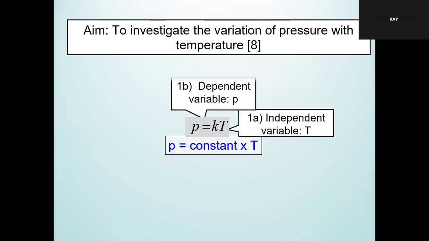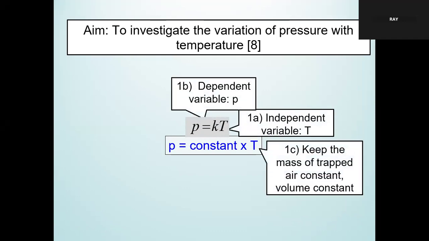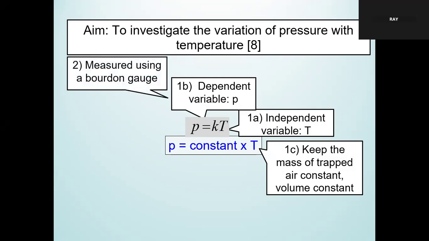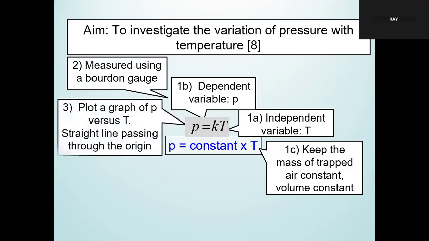Identify the independent variable. Dependent variable. What is kept constant: keep the mass of the trapped air constant, volume constant. How to measure pressure: using a Bourdon gauge or pressure gauge. Then plot a graph of pressure versus absolute temperature. What do you expect? A straight line passing through the origin.